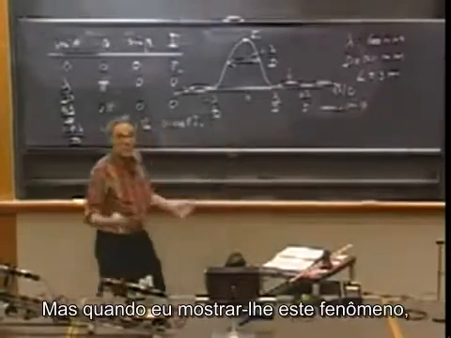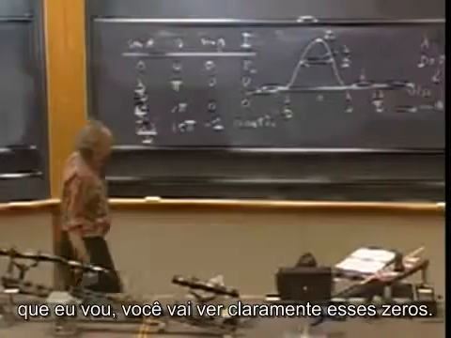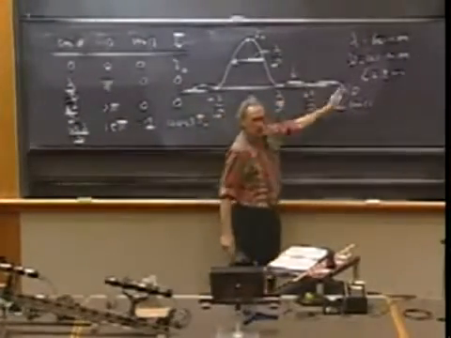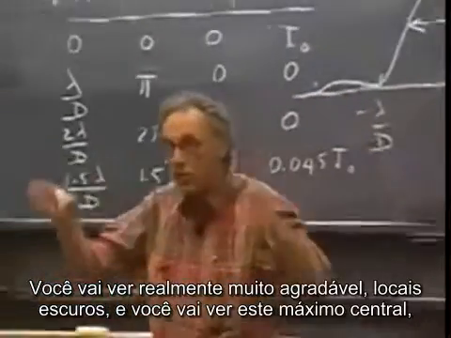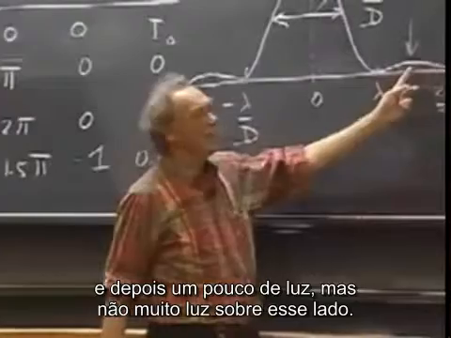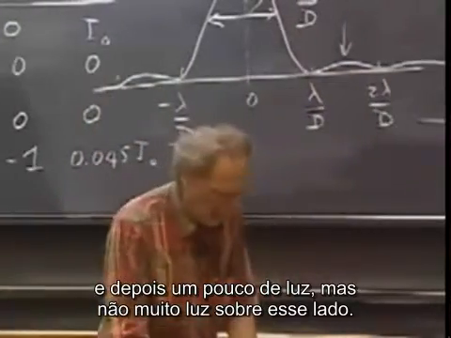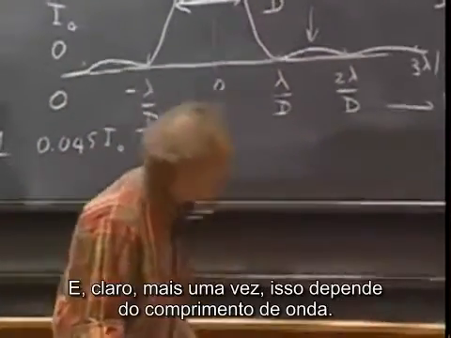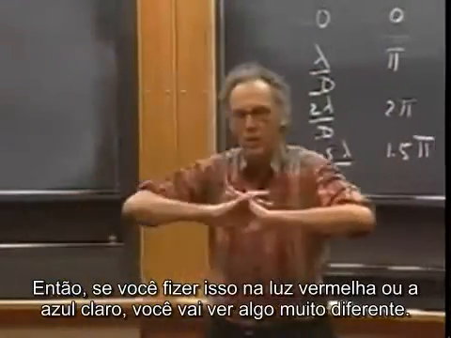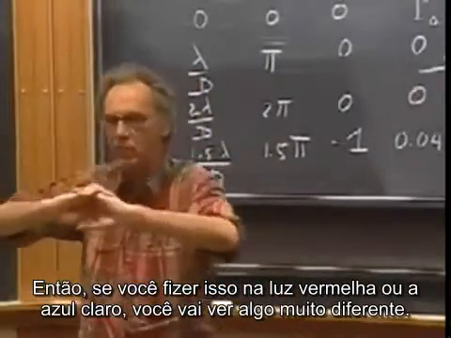But when I show you this phenomenon, which I will, you will see distinctly these zeros. You will see actually very nice dark locations, and you'll see the central maximum and then a little bit of light, but not very much light on this side. And of course, again, this is wavelength dependent. So whether you do this in red light or in blue light, you will see something very different.